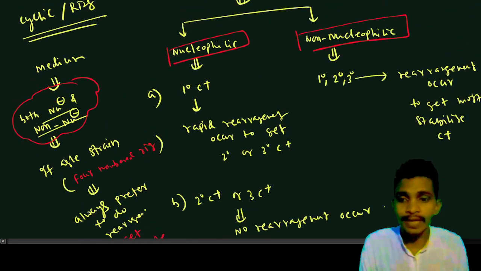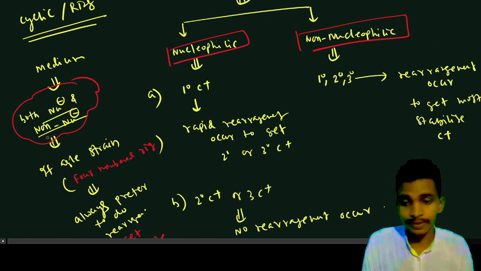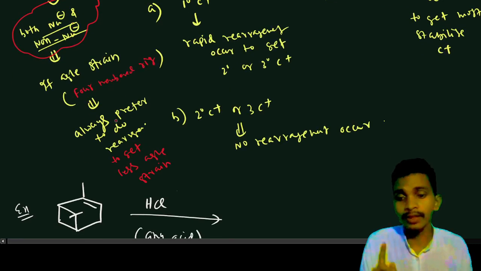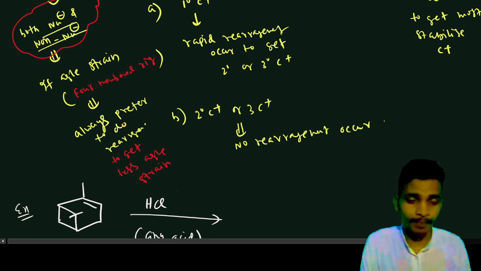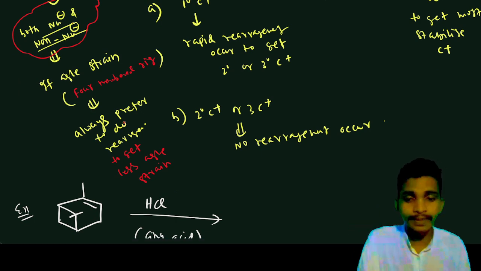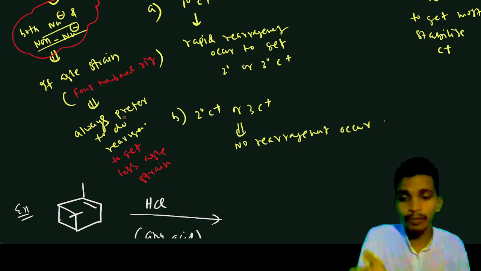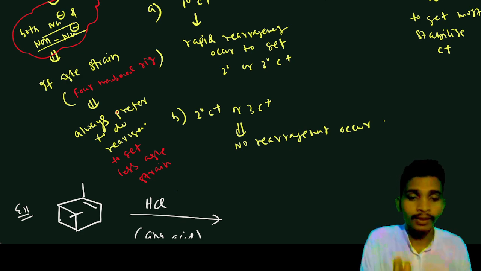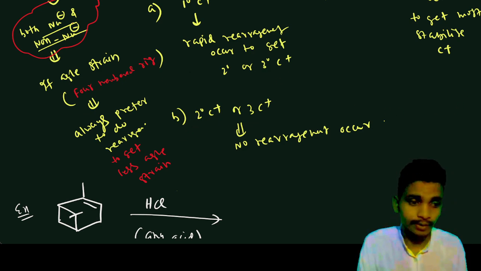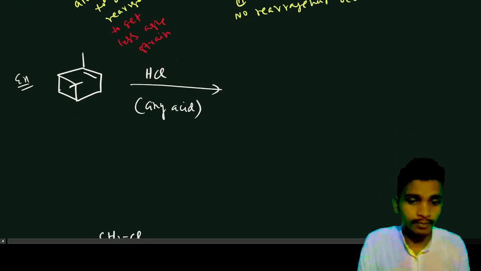But if it is cyclic, then the medium may be nucleophilic or non-nucleophilic, in both cases, if angle strain is there, then always, like for small rings, rearrangement will happen to decrease that angle strain, to remove that angle strain. So this is the concept about carbocations. If I said anything wrong in the previous class, please correct it. Okay, these are the points.